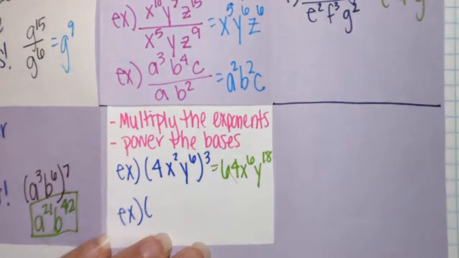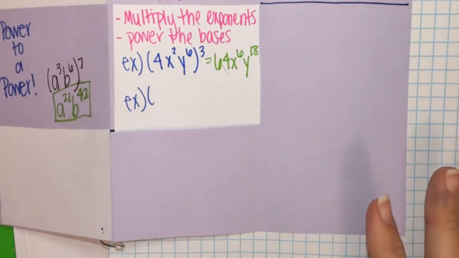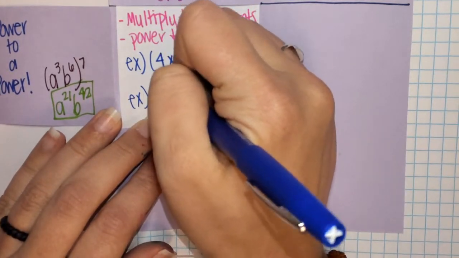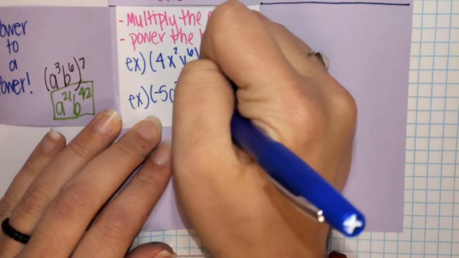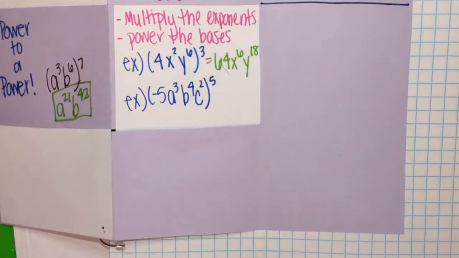Okay, next example. If I have negative 5, a cubed, b to the 4th, c to the... all of that to the 5th power.